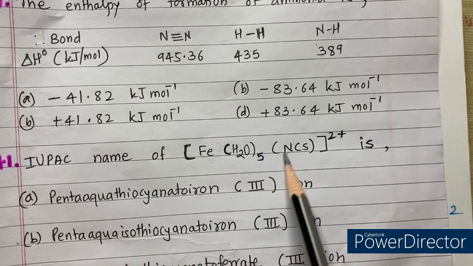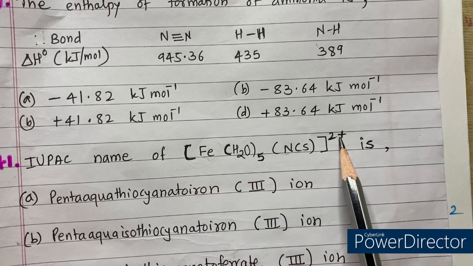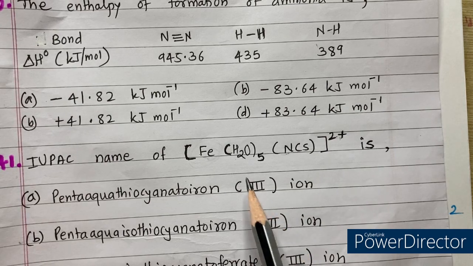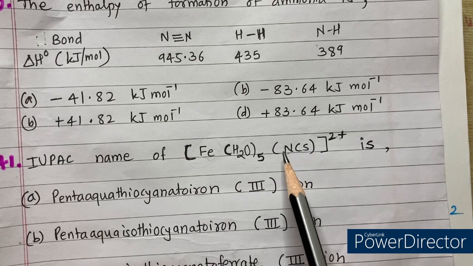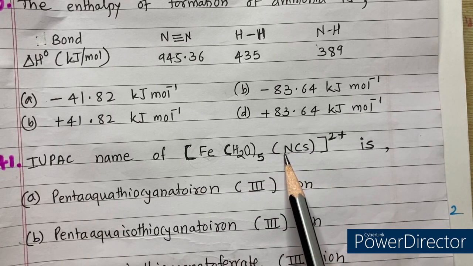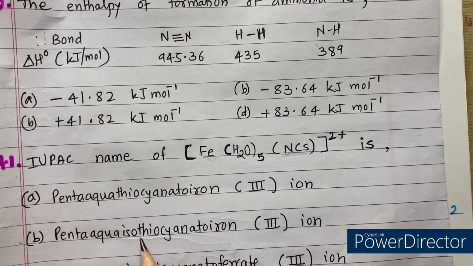Here it is minus 1, it is 0, therefore it should be plus 3. Plus 3 minus 1, it is plus 2. Okay, that is 3, that is out of these 3. Now here this is an ambidentate ligand. Here joining from this side N, therefore it is isothiocyanato. Okay, therefore here isothiocyanato, this one or this one.